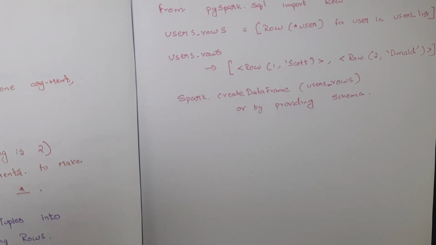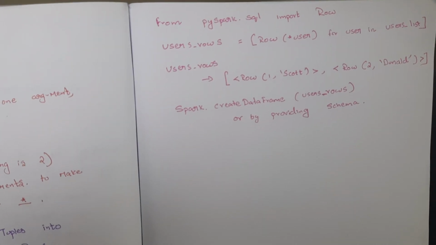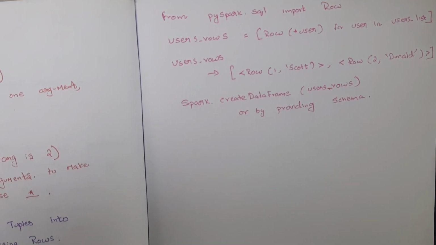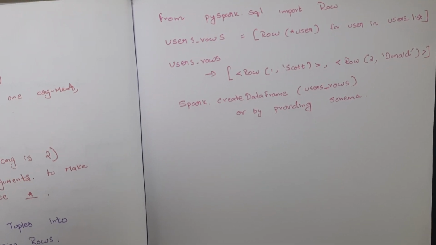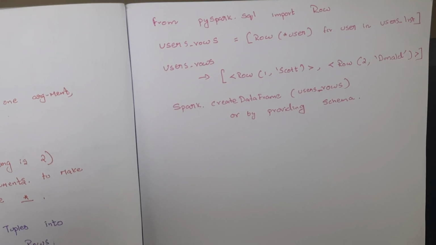So I hope this session will be helpful to you guys, on how to create a data frame in multiple ways: directly by using a list or a list of tuples, or by converting the list of tuples and list of lists into a list of rows, then creating a data frame out of it.